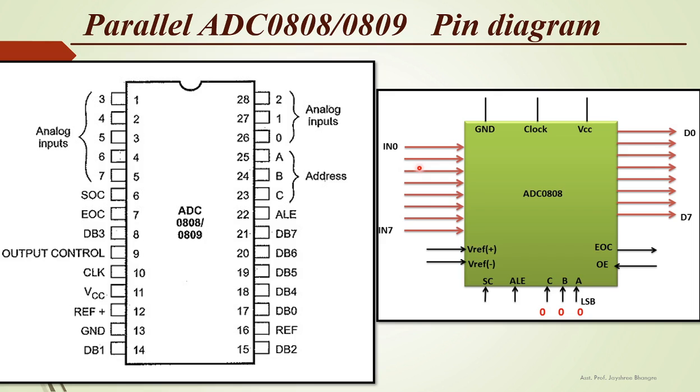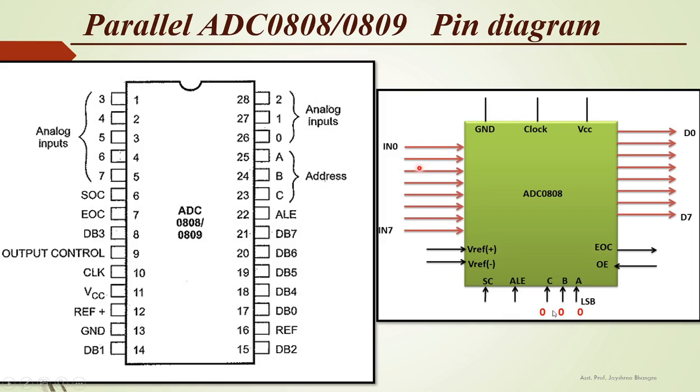So here the pin diagram of ADC 0809 or 0808 is given. So this is a 28 pin IC. In the previous video we have seen that for ADC 0804 there is only one input channel present, but for this ADC 0808 there are 8 input channels available, and to select one out of these 8 channels, these address lines A, B, C are available. These 3 address lines are used to choose one input channel out of these 8 channels.